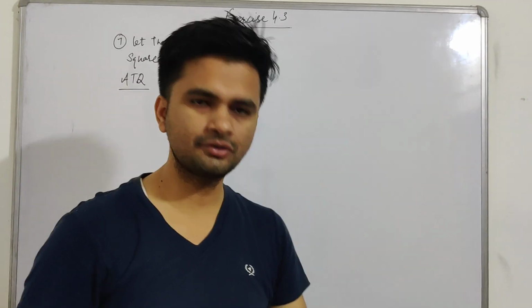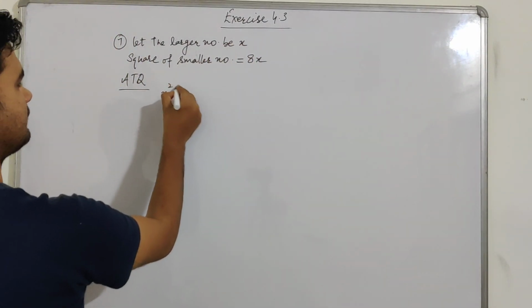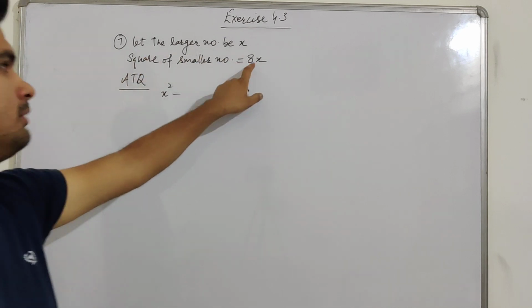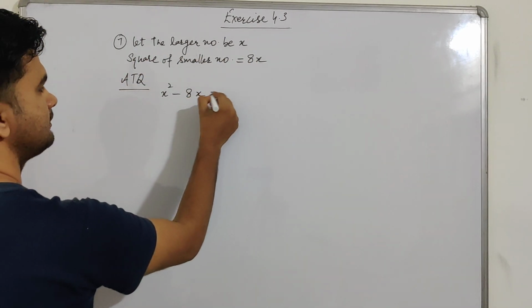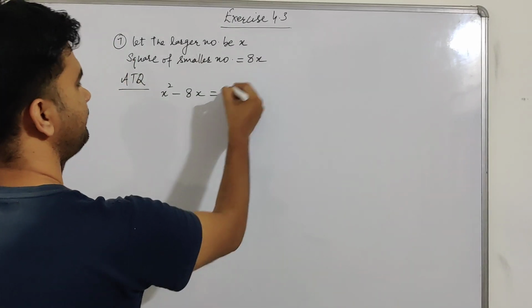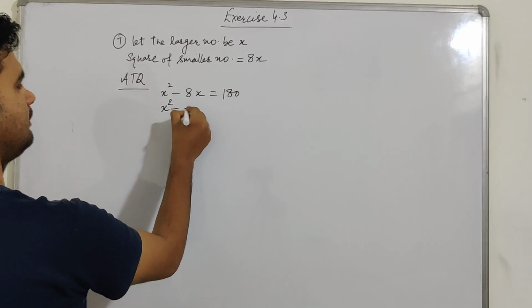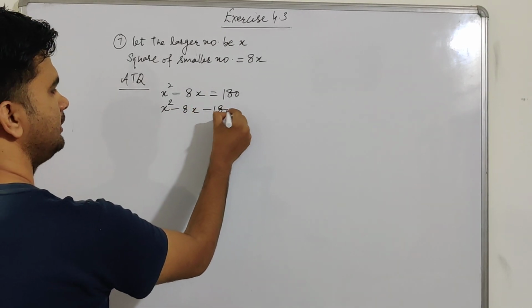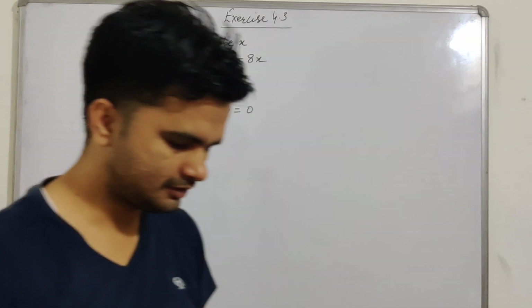The difference of squares of two numbers. See, the square of the larger number is x square and the square of the smaller number is 8x. The difference is equal to 180. So x square minus 8x minus 180 is equal to 0. Now we will use the factorization method.